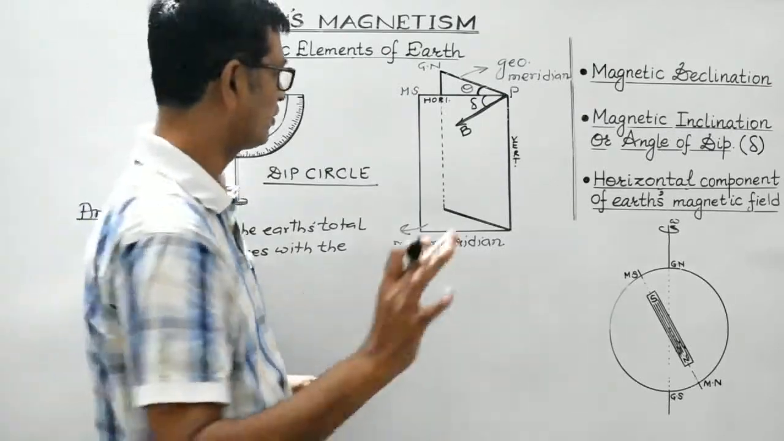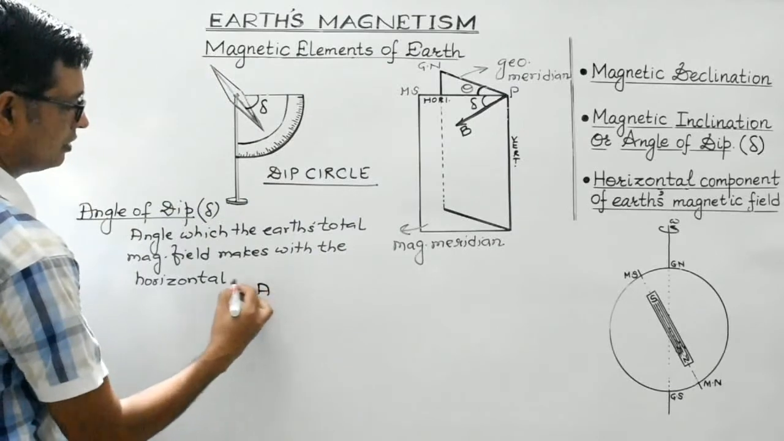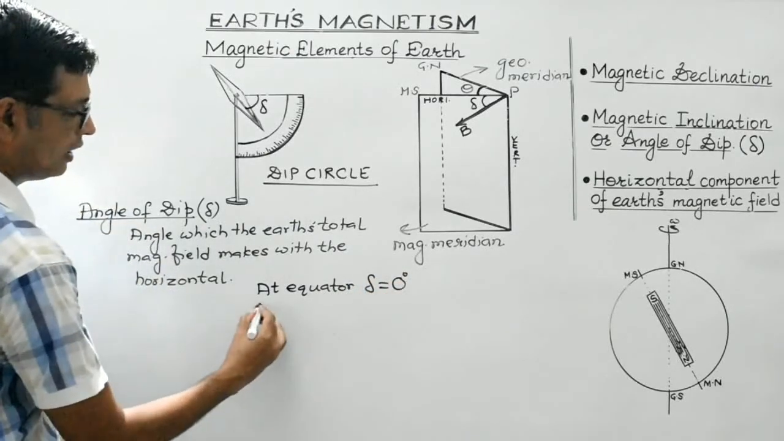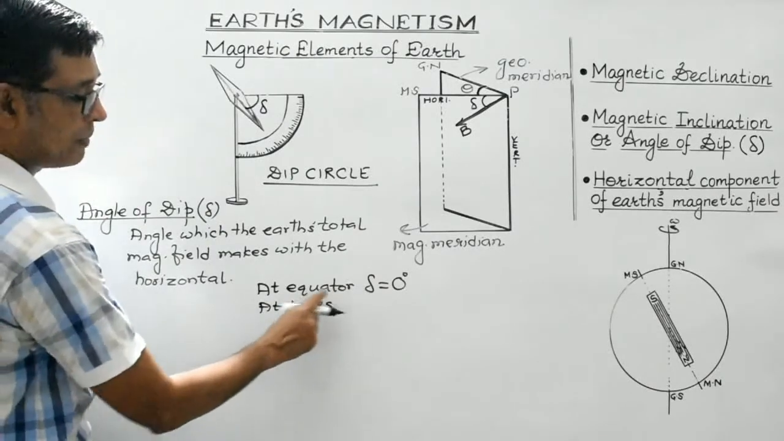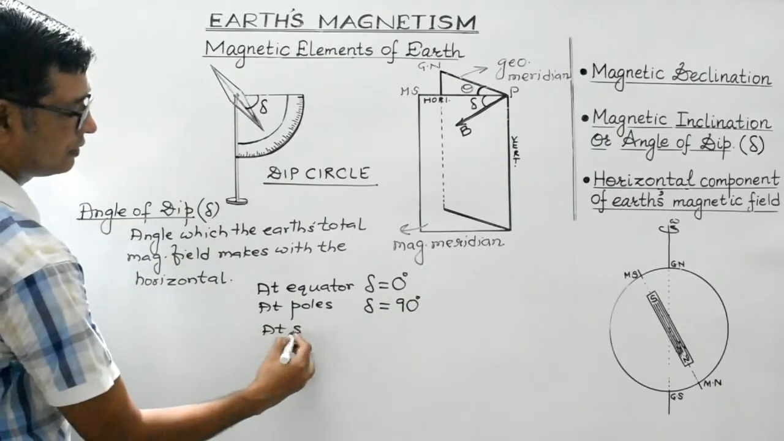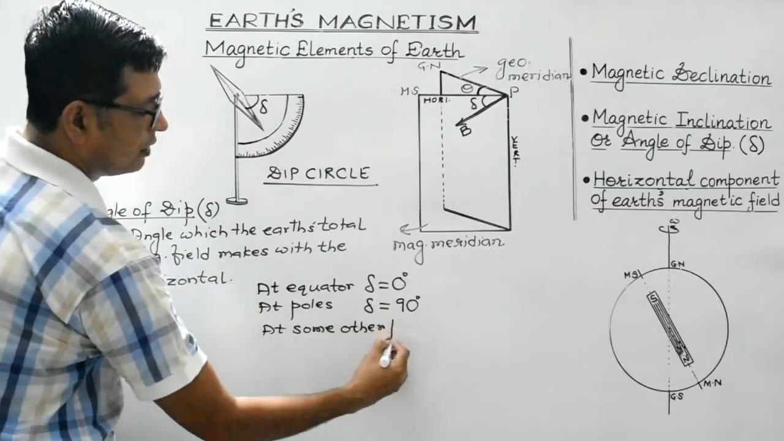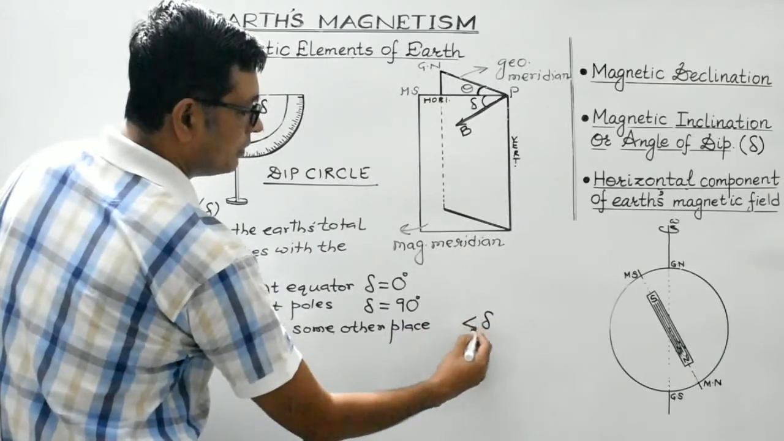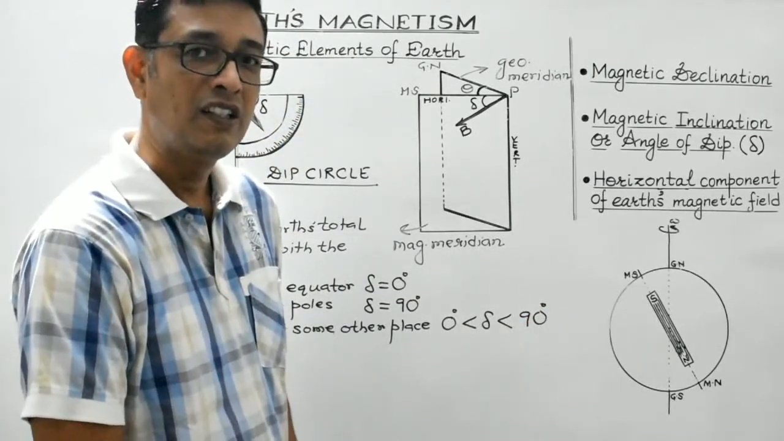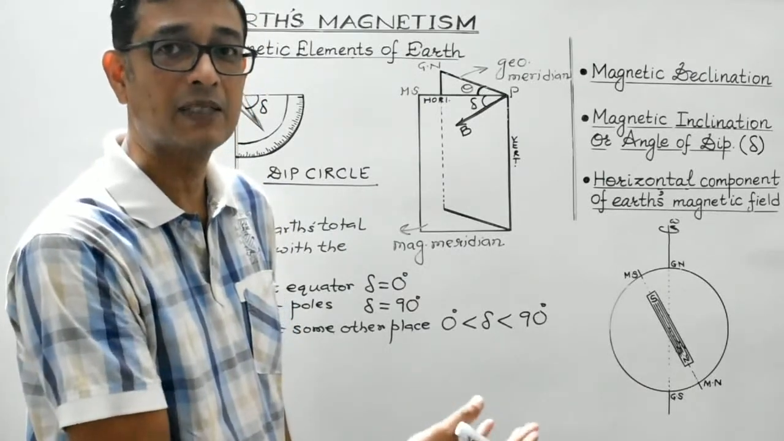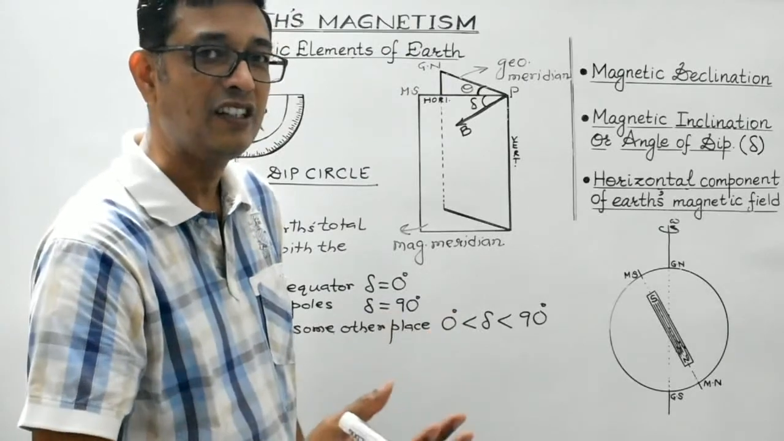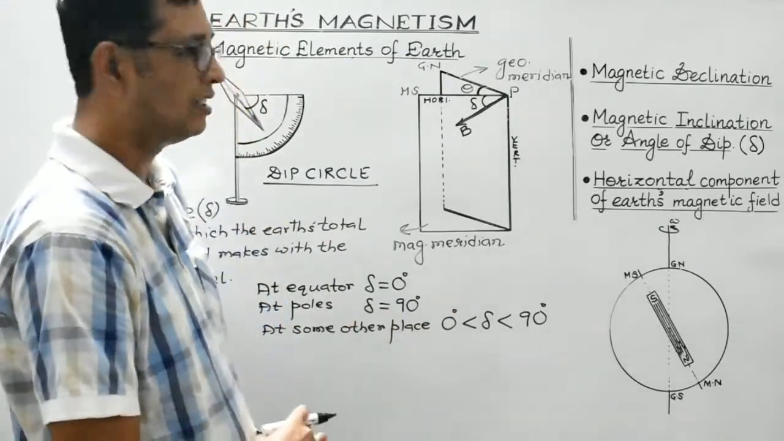So students, at the equator, this I will prove with the help of a diagram. So basically at the equator, the angle of dip is 0 degrees, while at the poles, I am talking about the magnetic equator and magnetic poles, the angle of dip is 90 degrees. And at some other place, the angle of dip will vary between 0 degrees and 90 degrees. As we approach towards the poles, the angle of dip will keep on increasing and eventually it will become maximum at 90 degrees. And if we approach towards the magnetic equator, then the angle of dip will keep on decreasing and eventually at the equator, the angle of dip is 0 degrees. This I will convince you with the help of another diagram, right?